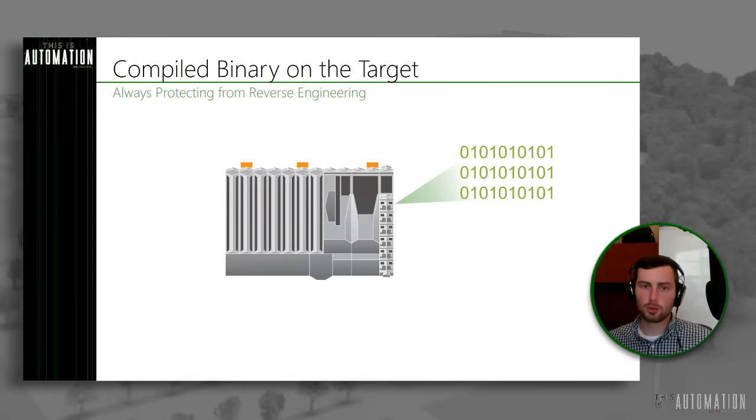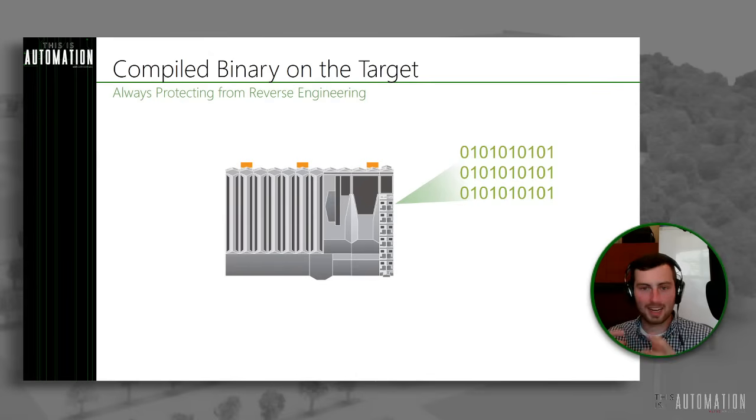So the first one that we'll look at is compiled binary on the target. So what does that mean? When we say compiled binary, there's a compiler in Automation Studio. When you write your code, it's human readable, right? Even though it's not grammatical English, it is human readable. You can understand it, you can follow it. When that code runs through the compiler, it becomes machine level code, let's say. So zeros and ones, the binary code. And that's what the PLC is actually operating on.